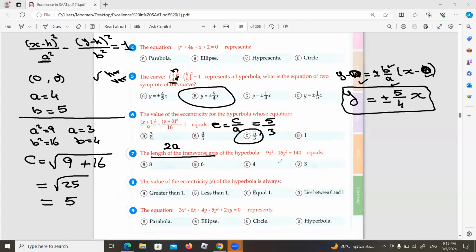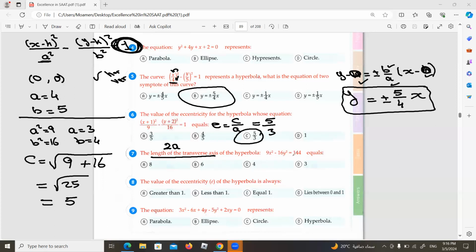You said at the beginning of the session, when we talk about the standard form, it must equal to 1. Oh, a tricky problem. So this is the equation, but we can't work on it. Why? Because it's not equal to 1. Pay attention about this, please. A small detail, but it's a big difference.